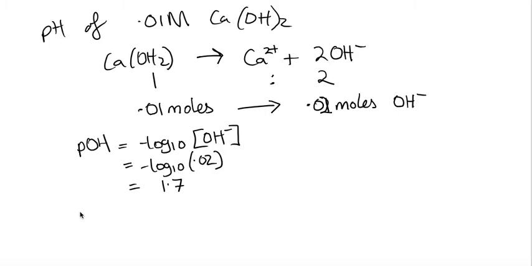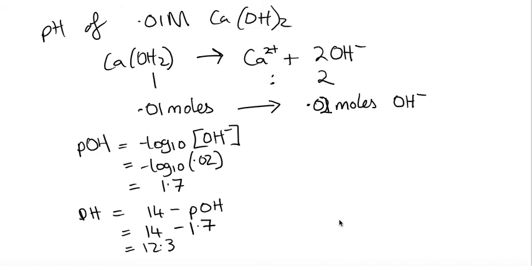Of course, the question isn't over there because we weren't asked for the pOH, we were asked for the pH. So just to remind you that pH then is equal to 14, take away the pOH, which in this case is 14 minus 1.7, and that gives us 12.3 for the pH of your 0.01 molar calcium hydroxide.